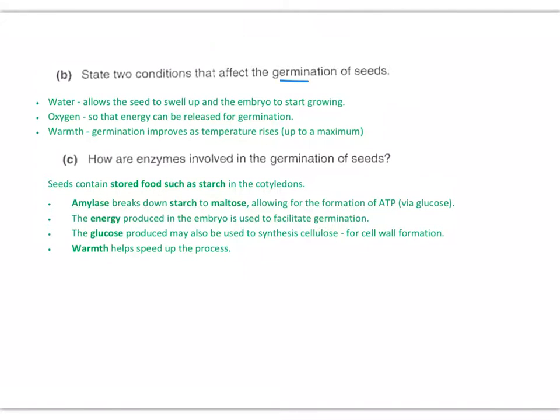Okay, so question on germination. We need water, oxygen, and warmth. Now, we know that seeds are a storage kind of food, right? So storage food, mainly starch, fats, protein. So question asks, how are enzymes involved in the germination of seeds? So we need an enzyme to break down starch. So we've learned this before in the chapter on nutrients. So amylase is needed to break down starch to maltose, and whatever energy can be released from eventually maltose and glucose. Okay, so warmth speeds up the whole process.